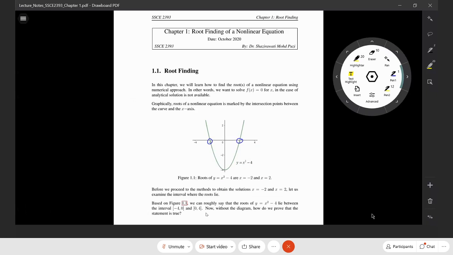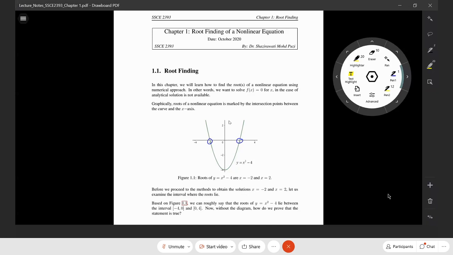Can you see? Boleh nampak tak? Kecil sangat, because I cannot write if I zoom in. Alright. So that one is by looking at the graph. If you don't know what is a graph, I'm just telling you that the roots of y equals x squared minus 4 are -2 and 2.